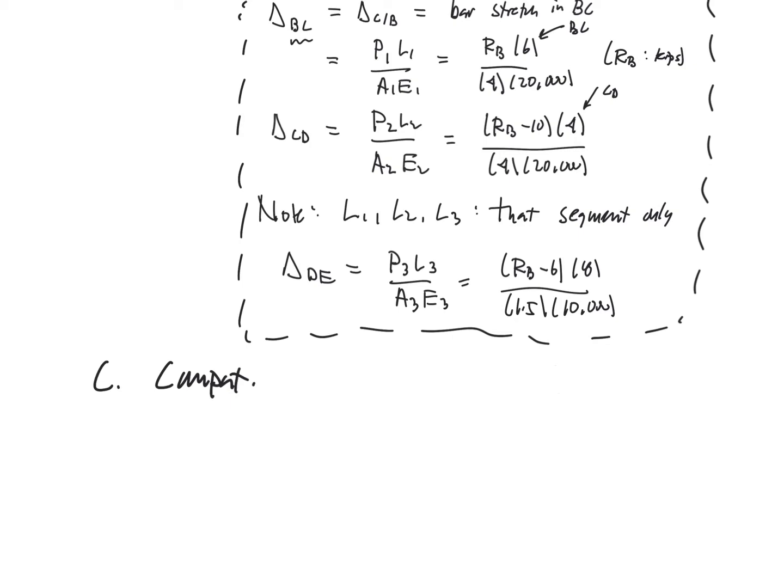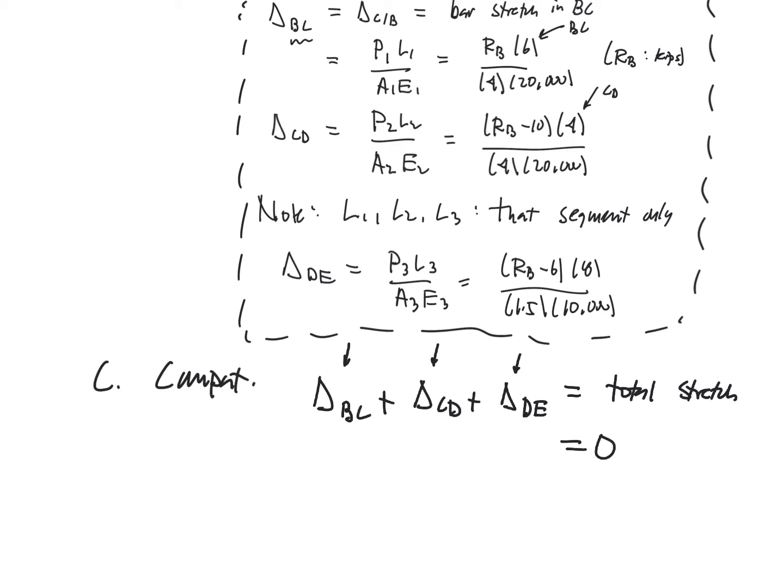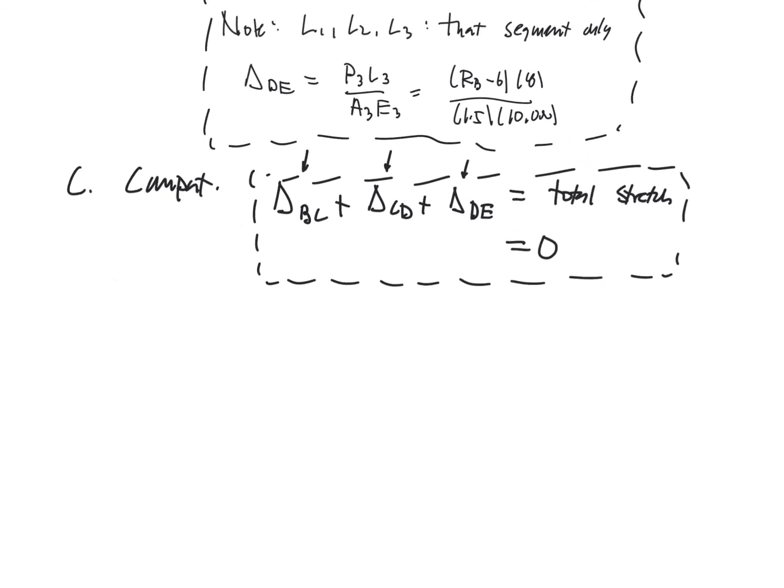So we're going to write this as delta BC, plus delta CD, plus delta DE. Stretch in bar 1, plus a stretch in bar 2, plus a stretch in bar 3 is all going to be total bar stretch, and that's going to be equal to 0. So that's going to be our statement of compatibility. So for the fixed bar, compatibility says that the total stretch in the bar is going to be equal to 0.